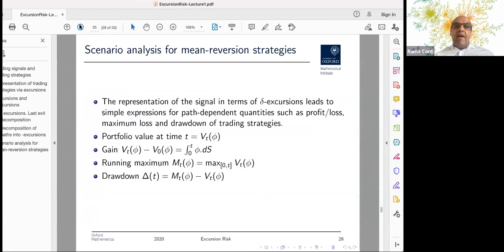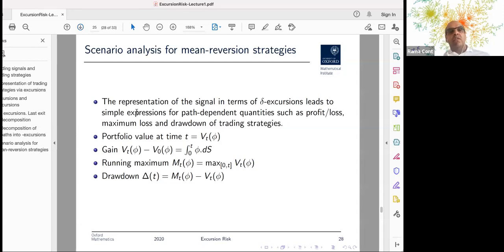In fact, I'm going to show you that this decomposition is exactly what you need to calculate various quantities of interest for these strategies. I'm going to show you that the representation of the signal, which triggers all these trades, in terms of its delta excursions, this decomposition I showed you, leads to simple expressions, very easy to compute, for various path-dependent quantities, such as the profit or loss, the maximum loss, the drawdown of the trading strategies. If you give me the decomposition of the signal, I give you all these things and many more.